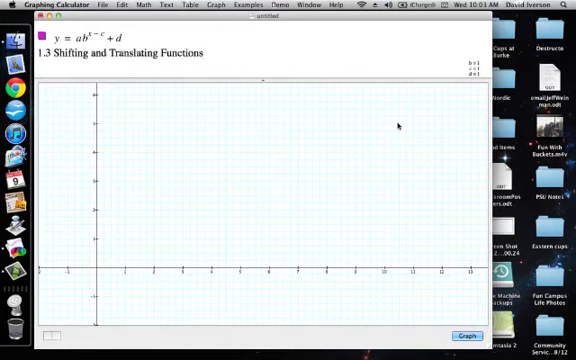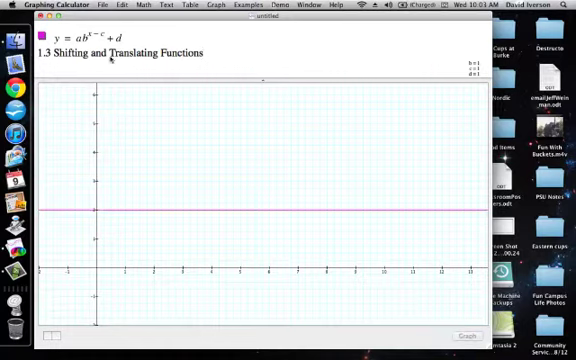Alright, so this video is going to be for my calculus class, section 1.3, and we're going to start off with some shifting and translating functions. That's something that we did in the last video. And so here I have a graph of y equals a times b to the x minus c plus d.